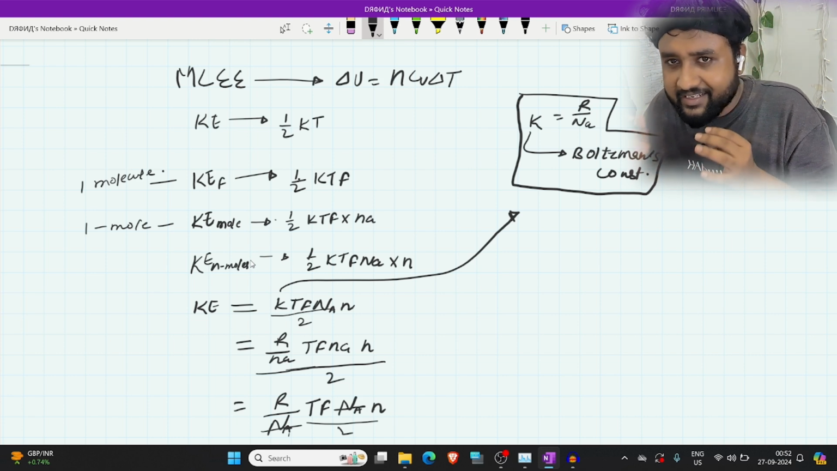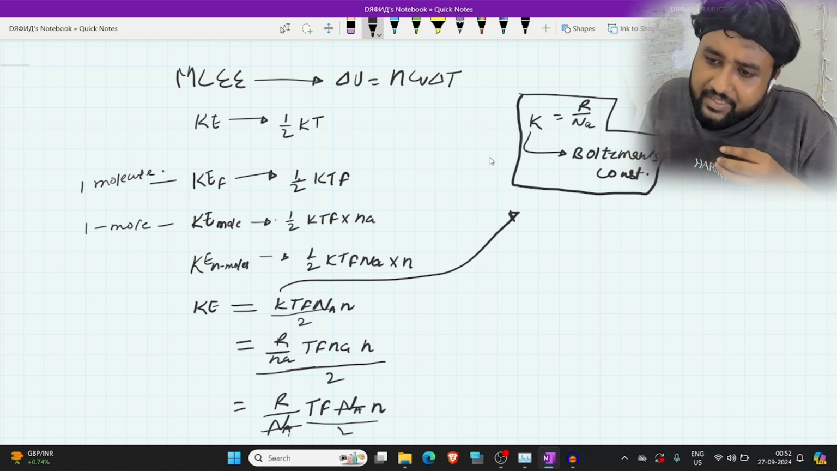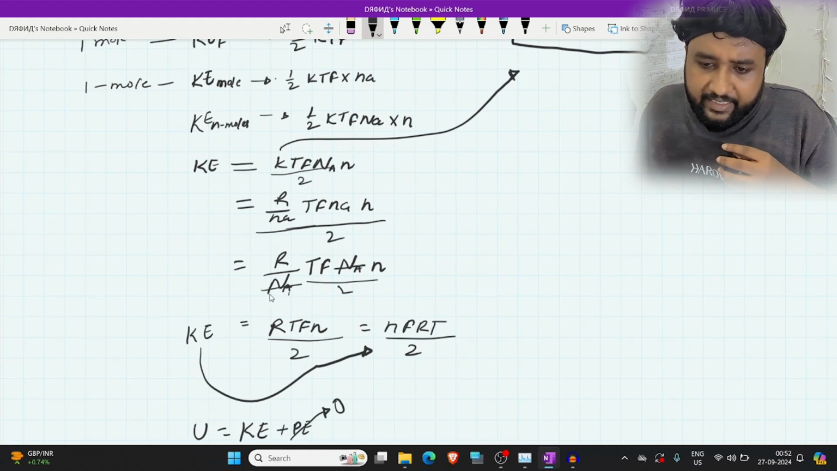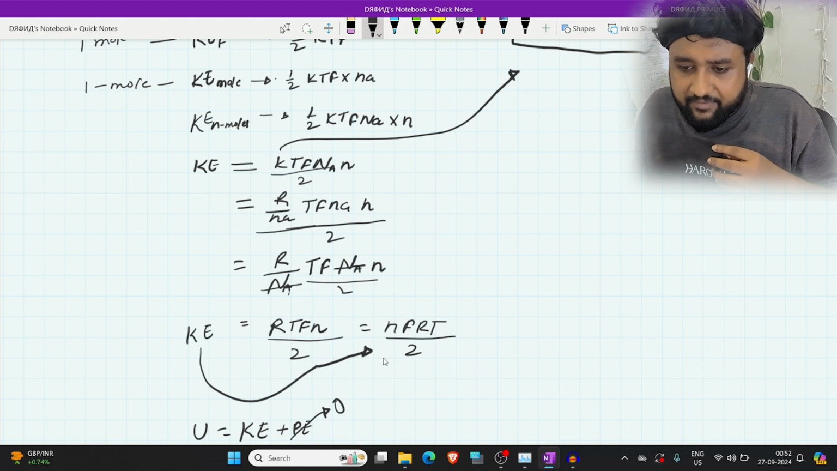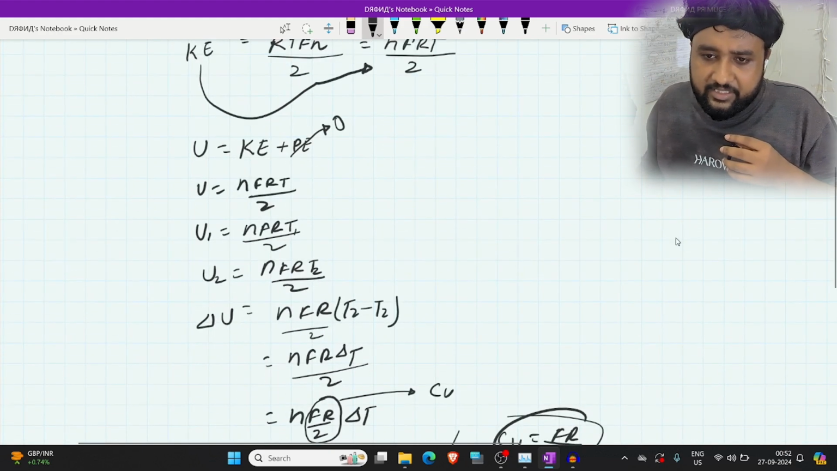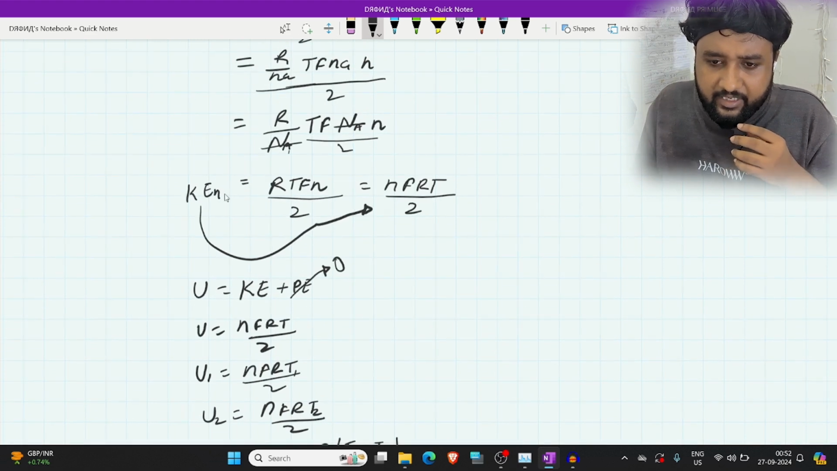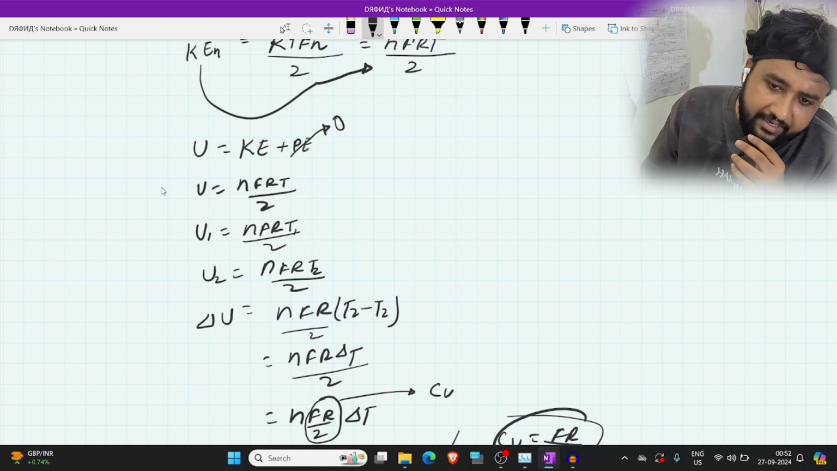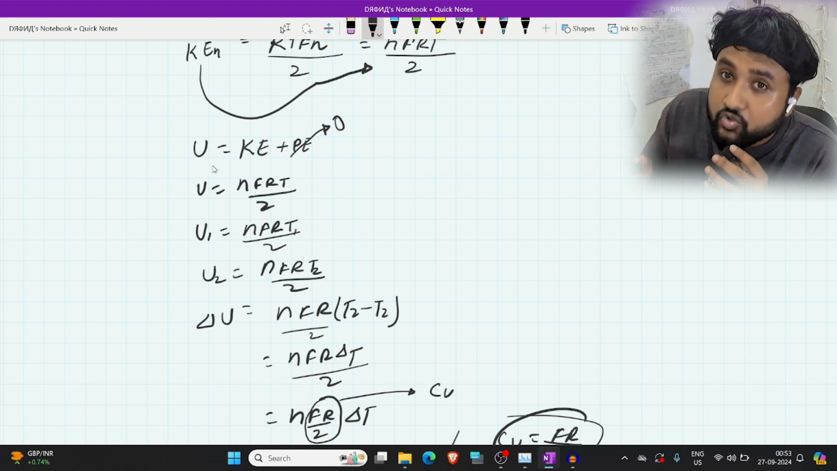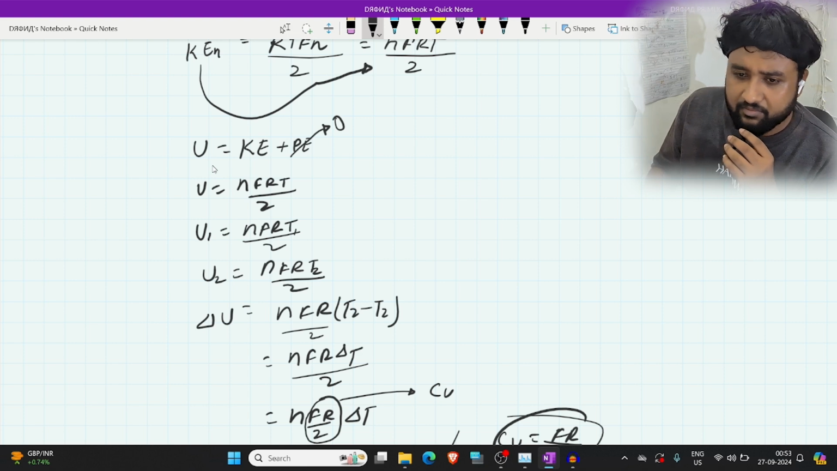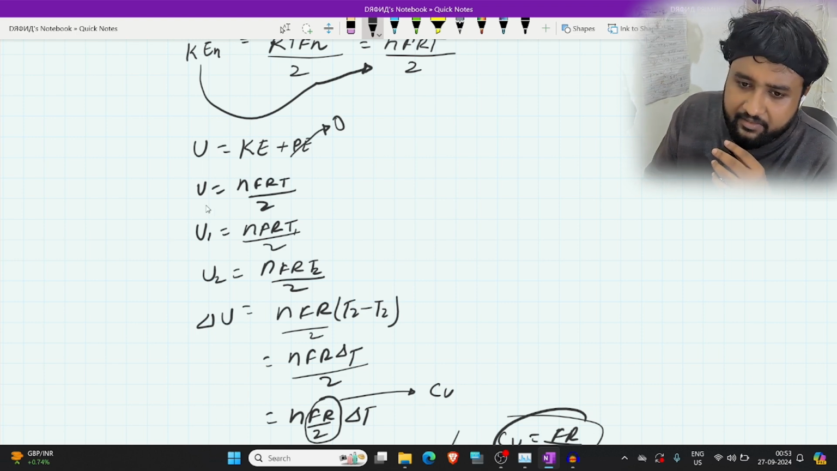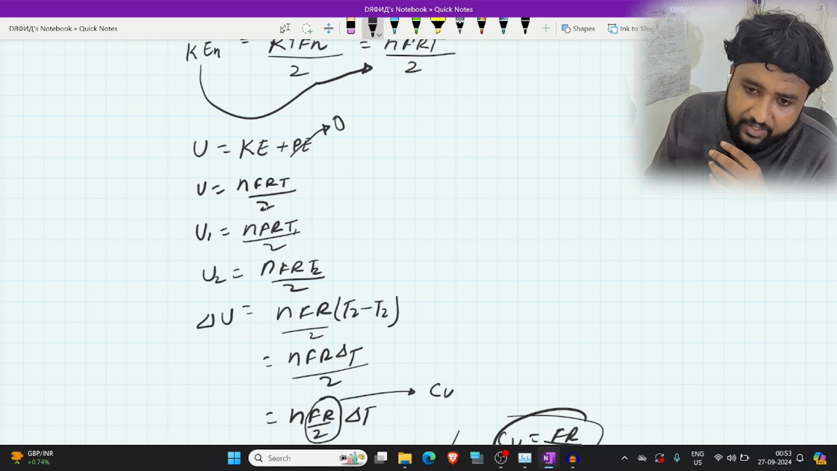It is extending. Now we can substitute k with R by Na. While doing so, we can see that Na and Na get cancelled, and it becomes nfRT by 2. Kinetic energy, this is again for n moles and f degrees of freedom. And then we studied that kinetic energy is also the internal energy of the gas, because we are assuming that potential energy is 0. So kinetic energy becomes internal energy, right? So we can write internal energy is equal to nfRT by 2.